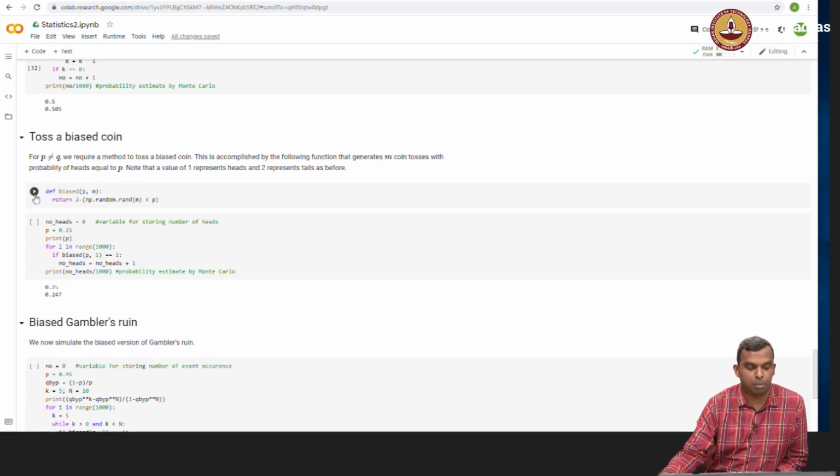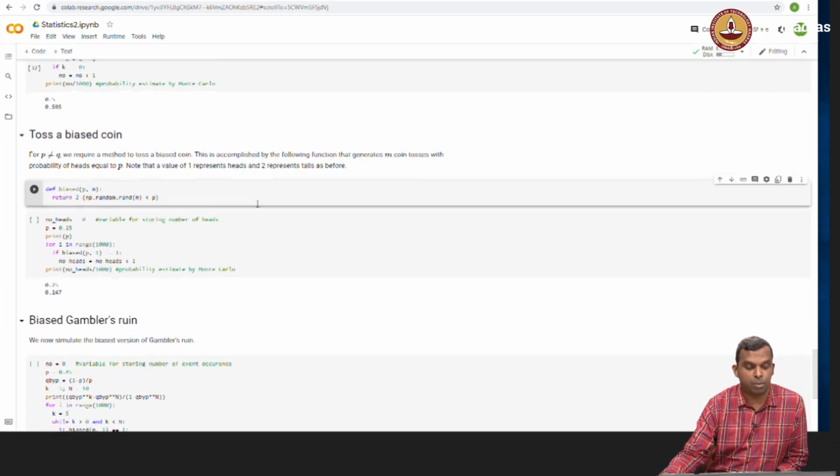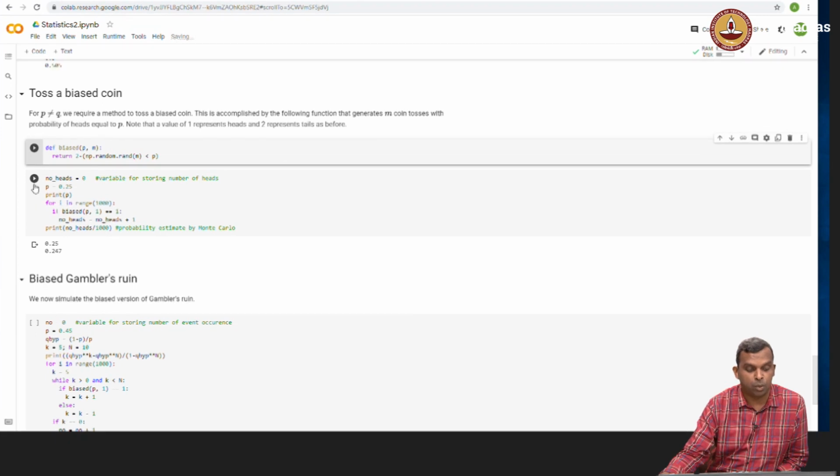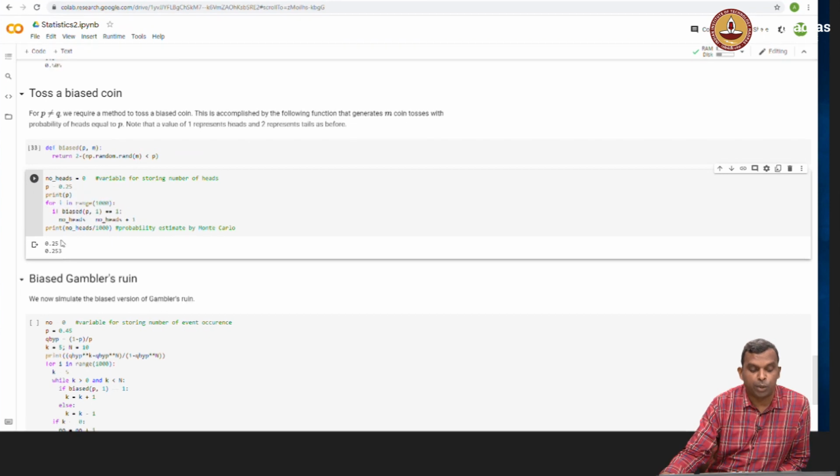All right. So that's what biased of p comma m does. Let's run it, get it into our computer, and then you can run it. So p is 0.25. I'm printing p. And then I'm repeating it 1000 times, the biased coin, I'm counting the number of heads, and sure enough, 0.25 results both in theory and in practice. So biased coin is also something you have.